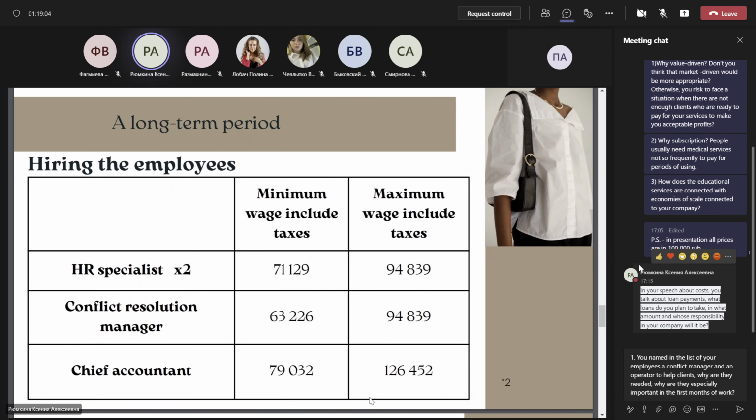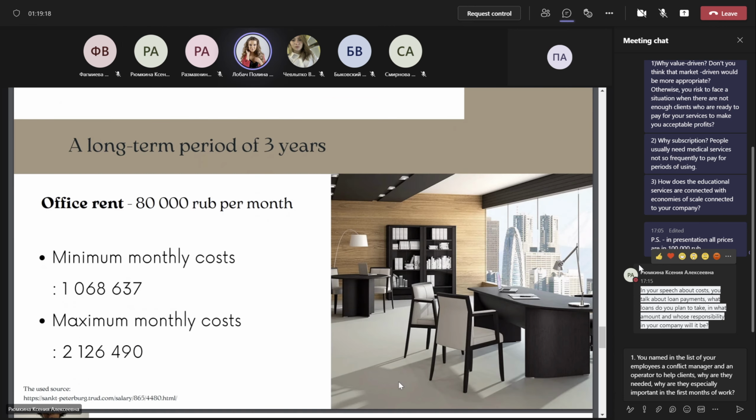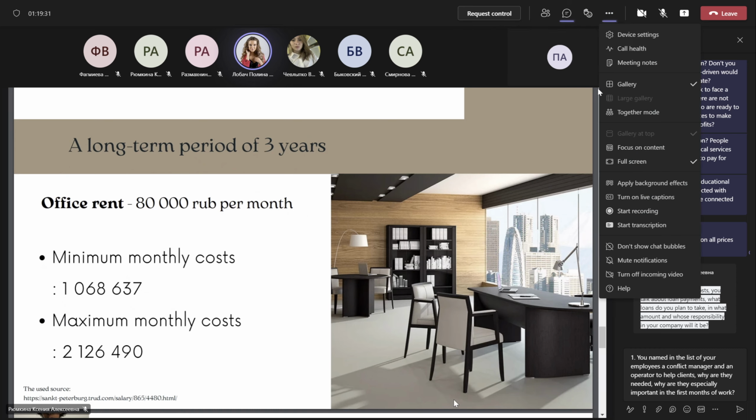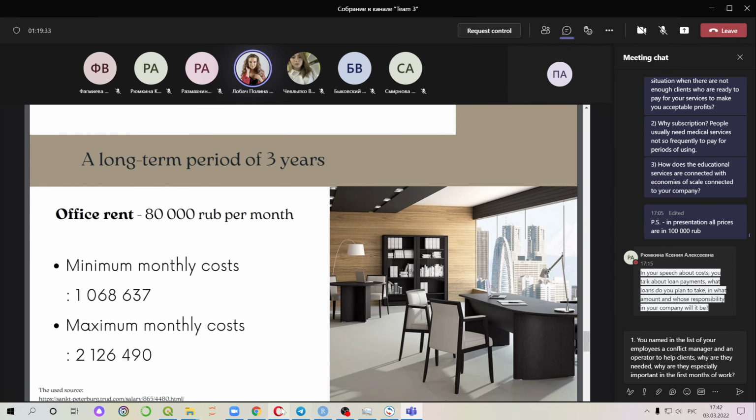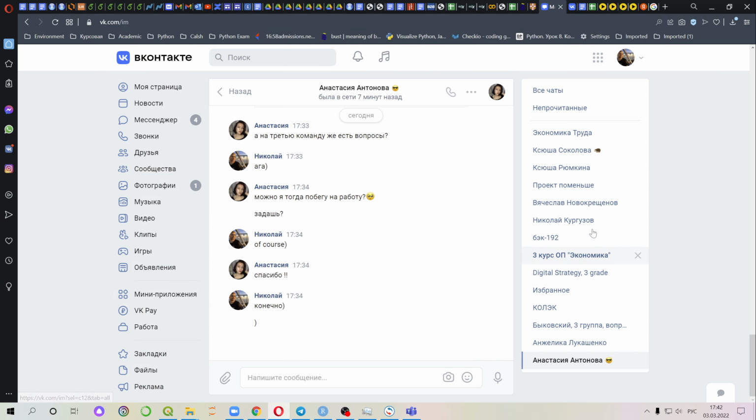Regarding those positions that already existed in our short time period of 6 months, we will only increase the HR staff to 2 persons. Also, in the long-term period, as our team grows and becomes more permanent, we may need to rent an office to place at least a part of our team. And after all calculations, we get minimum and maximum monthly costs, which are presented in the slide.